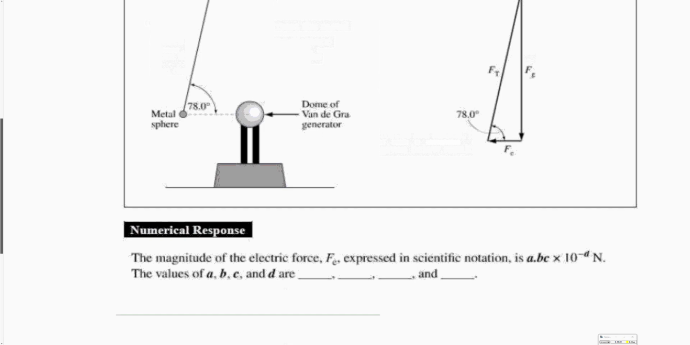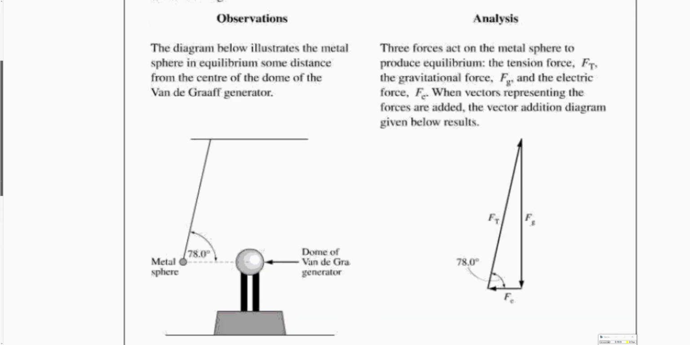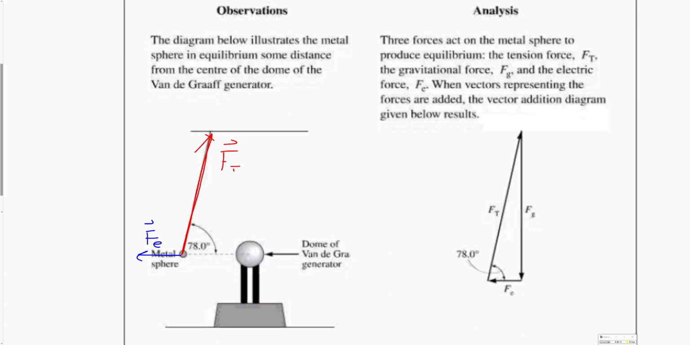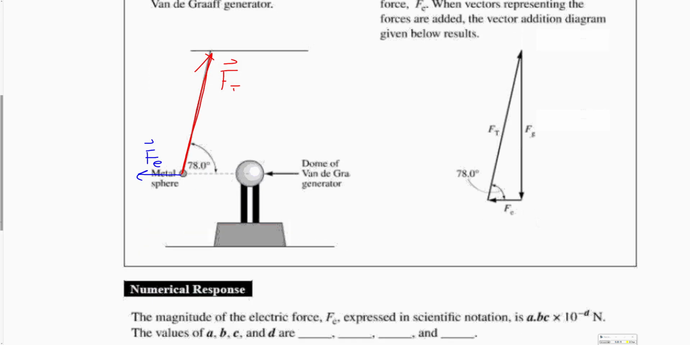All right, what's the question asking me here? Oh, the magnitude of the electric force. I don't like that second diagram, actually. We did a question similar to this. Do you remember that? I think it was on a Friday, actually. We've got a tension force right here. I'm going to call that Ft. That's the string. We've got an electric force pushing the metal sphere away from the Van de Graaff generator, and we've got a force of gravity pulling that metal sphere down.